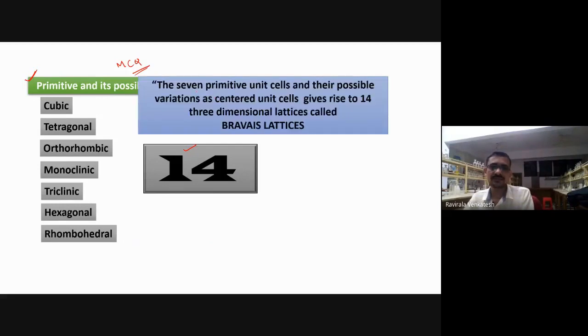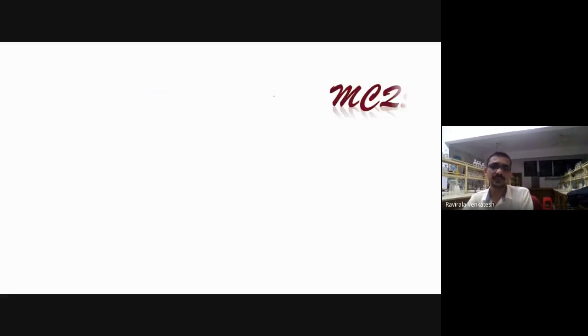The 7 primitive unit cells, if you observe, their possible variations with centered unit cells are giving how many? 14 three-dimensional Bravais lattices are forming because of this arrangement. You may get a question like this also: how many total Bravais lattices are present? Total 14 are present.